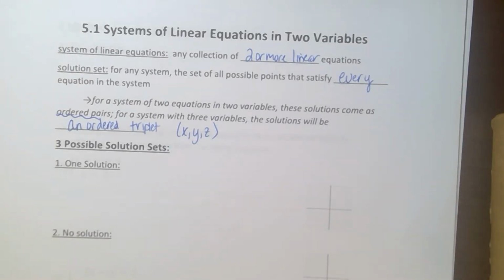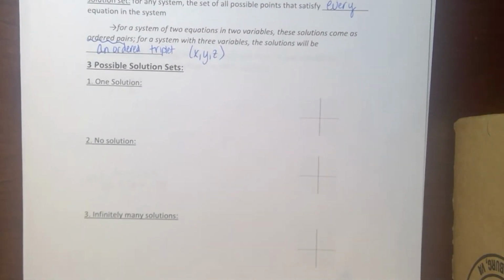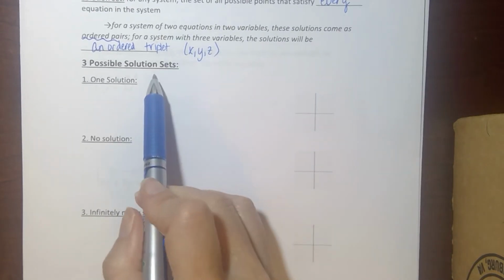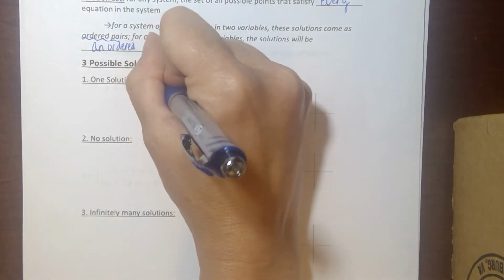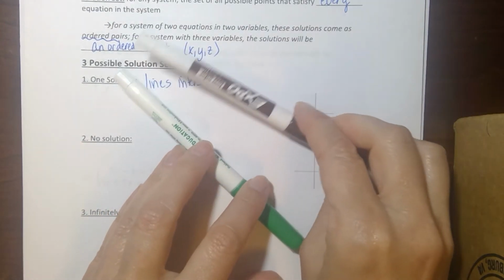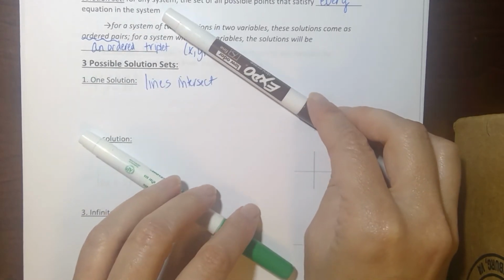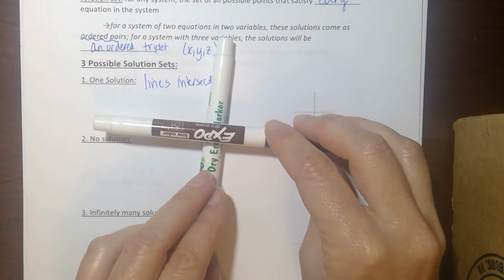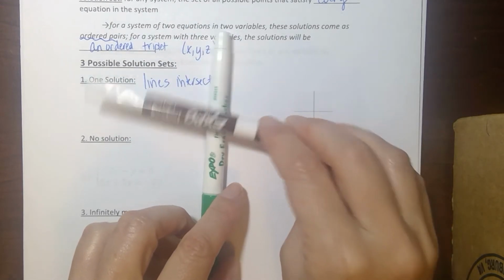Okay, possible solution sets. There are three different ways your solutions can be graphed and discussed when we are doing linear systems of two variables. The first possibility, where you have one solution, is where your lines intersect. Because they are linear systems, I'm going to be graphing two lines. If I have two lines on the same plane, there are only a couple of possibilities. Either those lines intersect or they don't. If they intersect, they can intersect at any relationship. Possibly they might be perpendicular. That's an option.